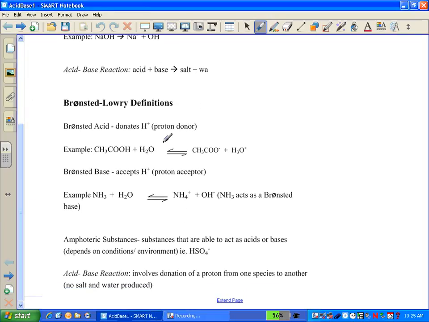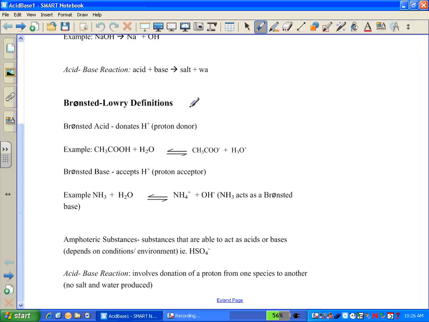The Bronsted-Lowry definition of an acid and base is a bit broader, and it covers some of the flaws in the Arrhenius definition. One of the flaws from the Arrhenius definition is that H+ ions don't actually exist on their own in water. They exist as H3O+. So you'll see from the Bronsted-Lowry definition that we see H+ in our reactions rather than H3O+.